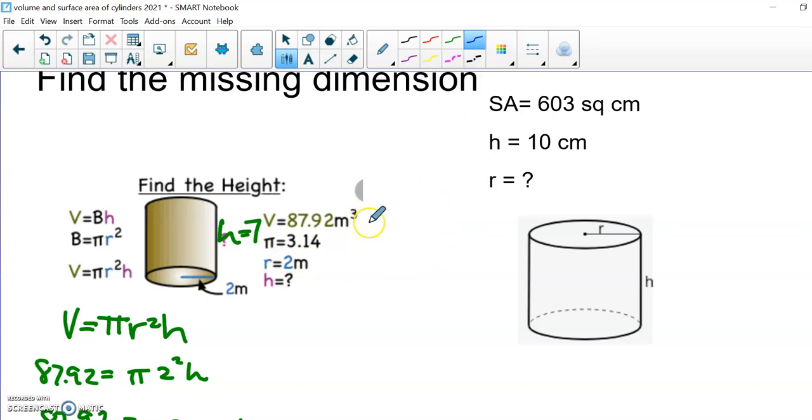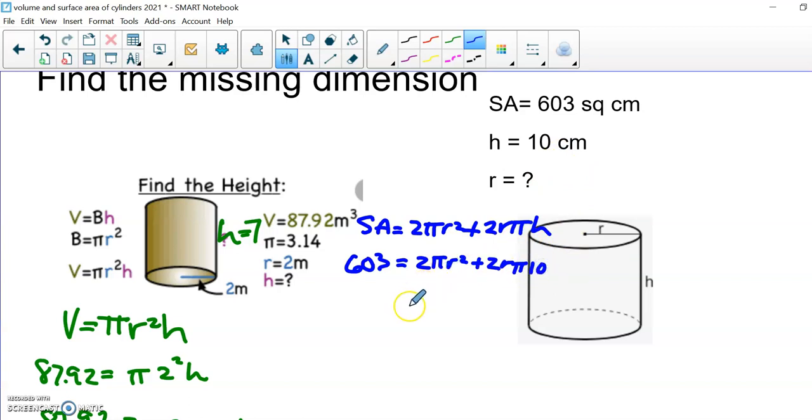Our formula for surface area, remember, is 2 of the bases, which is 2 pi r squared. And then we need the body of the cylinder, which is the circumference, which is 2 times the radius times pi times height. Let's substitute everything we know and we'll find the radius. We're given that the surface area is 603. What we don't know is the radius. It's going to be a little messy here. But we do know that the height of the can is 10. All right. So let's go ahead and simplify a little bit.